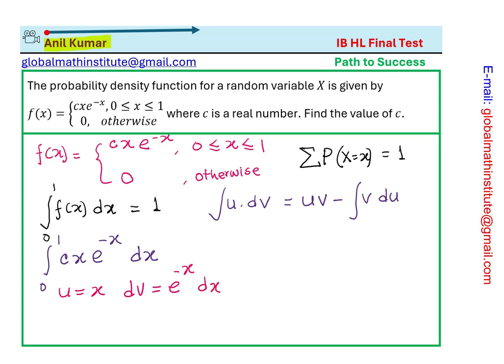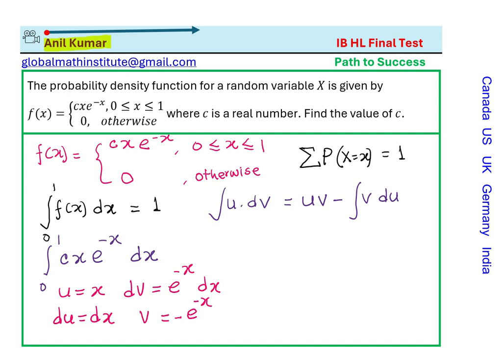So when u is x, then du is going to be dx. And integrating dv, we get v equals minus e to the power of minus x. That is what it is.